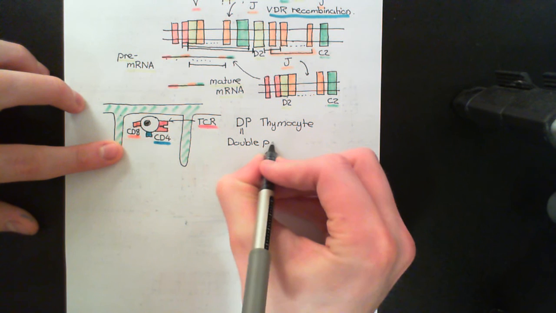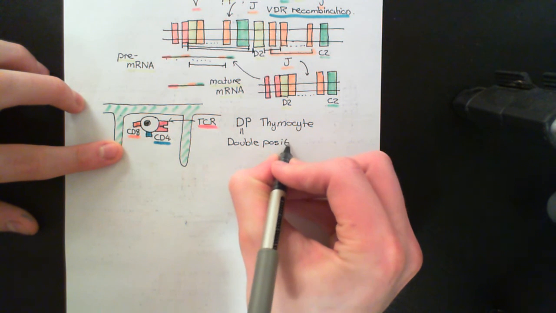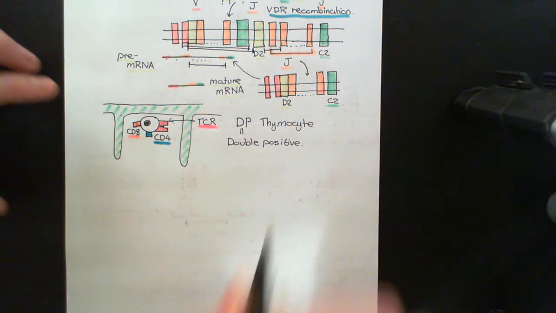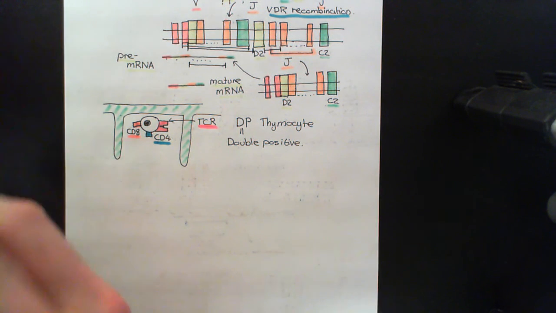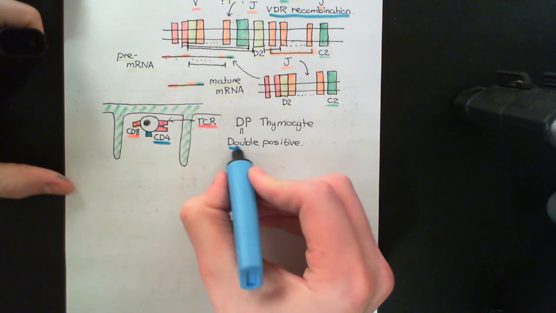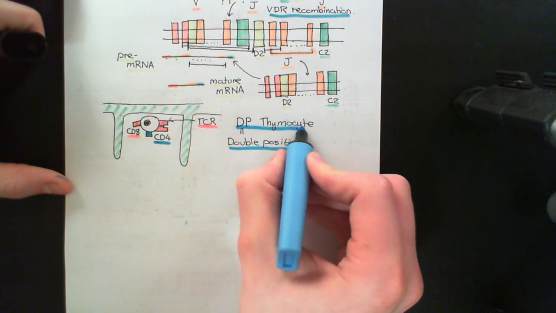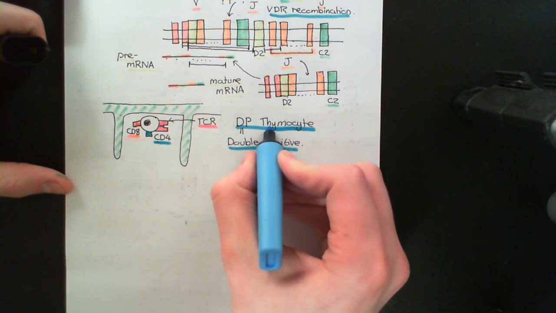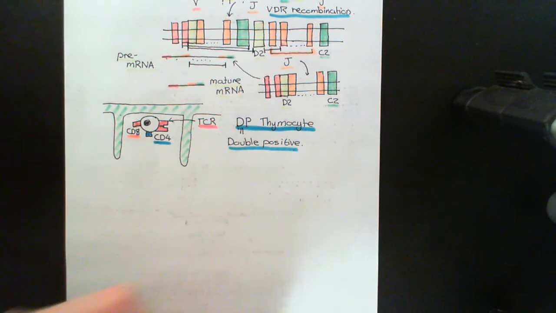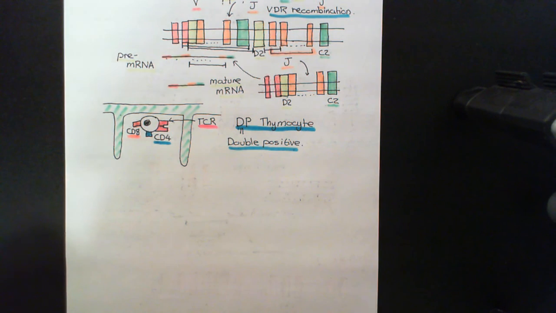Now why is it called that? Because it's positive for both CD4 and CD8. It has CD4 on its surface and CD8 on its surface, and most T cells do not have both CD4 and CD8 on their surface. It's one or the other in mature T cells. So that's why we're stressing this fact, because it's very interesting that they've got both of them on their surface. Very few cells have both CD4 and CD8 on their surface.